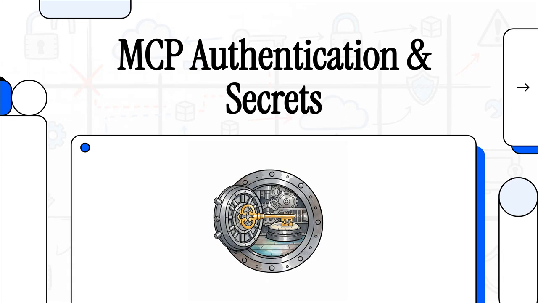All right, let's talk about something that is absolutely critical when you're building secure AI systems. We're going to dive into handling authentication and secrets within MCP, which, as you know, is all about safely connecting your AI models to external tools. The core idea is actually pretty simple, but getting the details right, well, that's everything. So let's get into it.